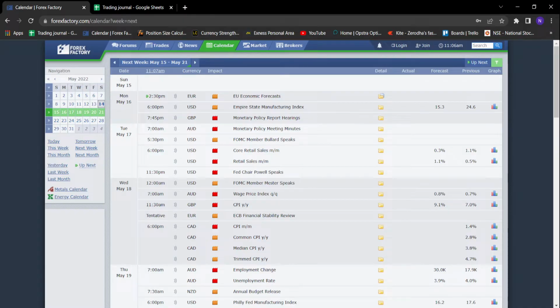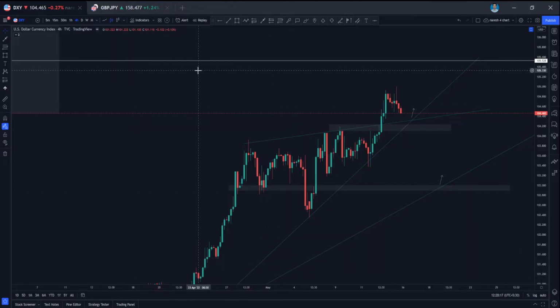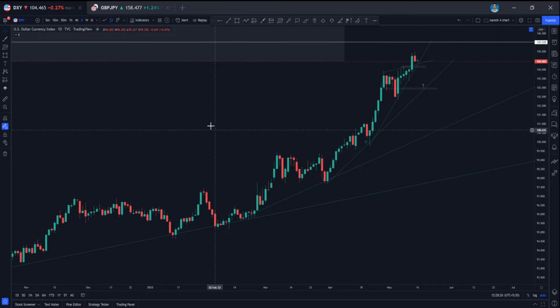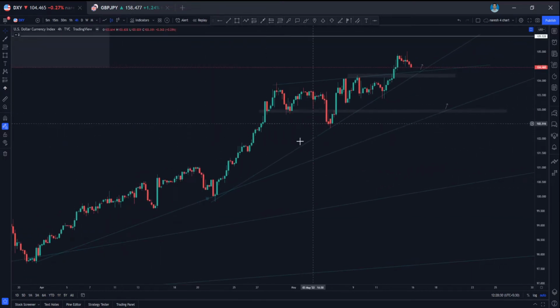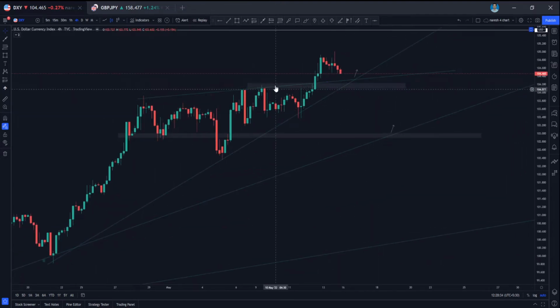So let's hop into TradingView, and let's start with the US dollar currency index, which is DXY. In the 1 day time frame it is still bullish, and in the 4 hour time frame it is still bullish and making highs here. So we are having an important support area here, like a previous resistance area which will be turning into a support area here.